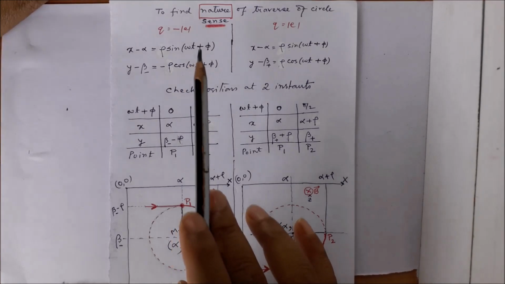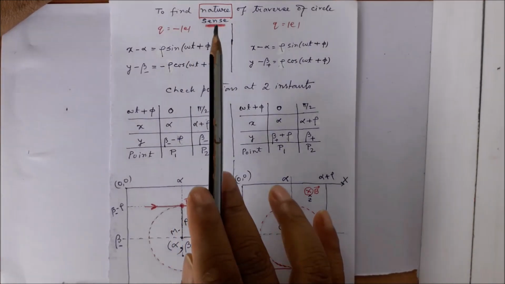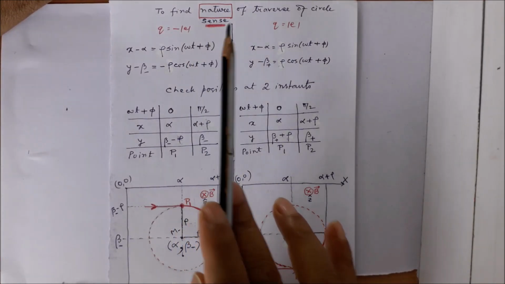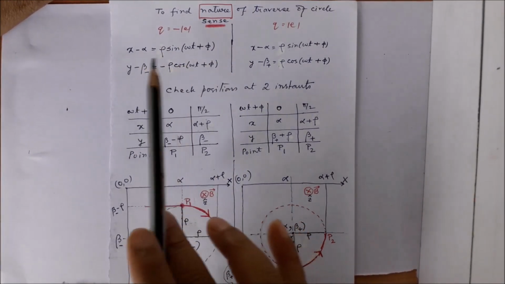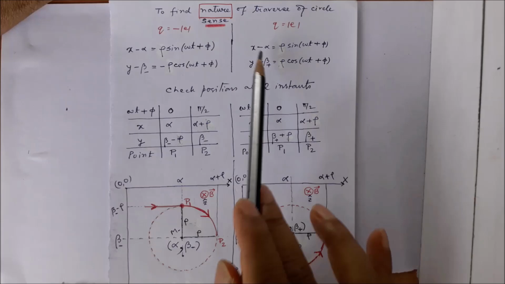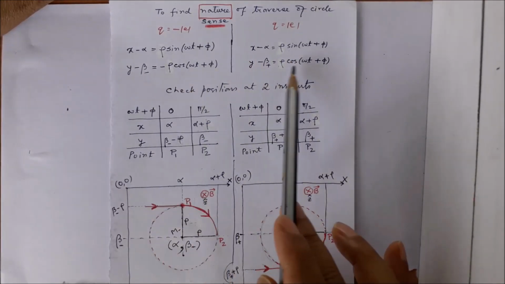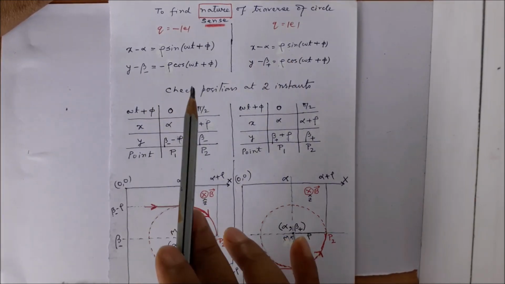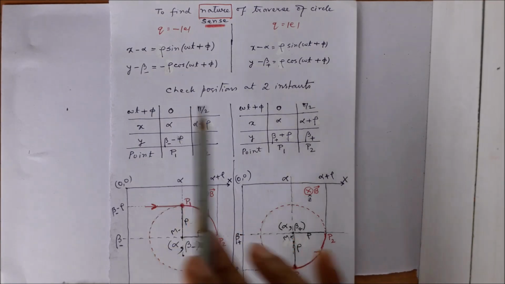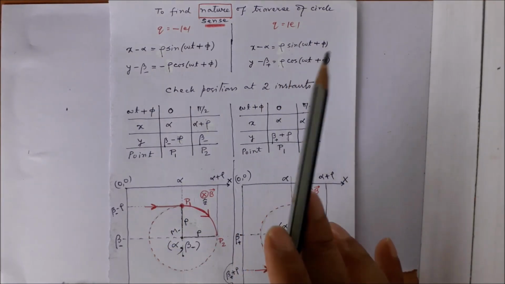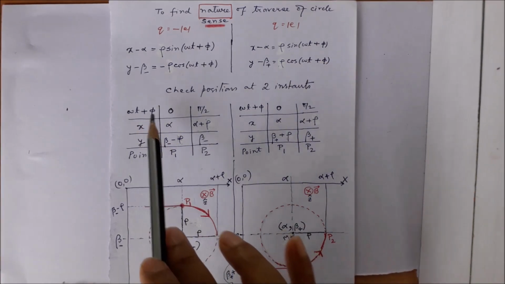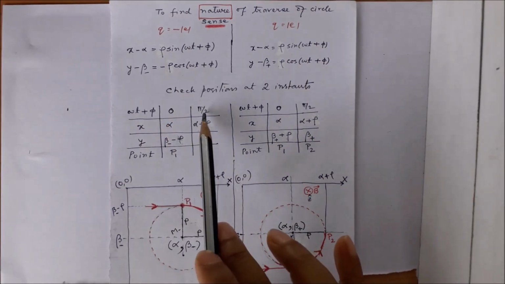Let us now find the sense of traverse of the charged particle, both positive and negative, along the circular track. We have collected the equations connecting x and t, and y and t. Now we have to check the location of the particle at two instants, say at the values of t for which omega t plus phi is 0 and pi by 2.